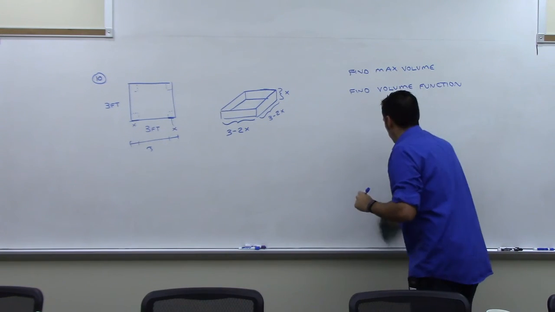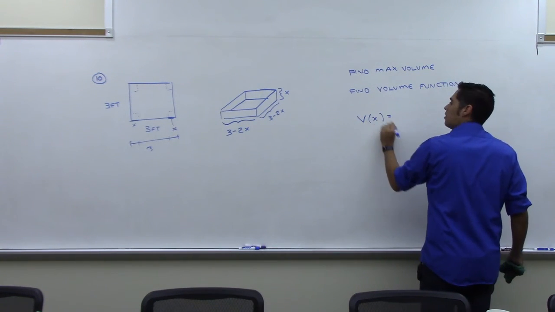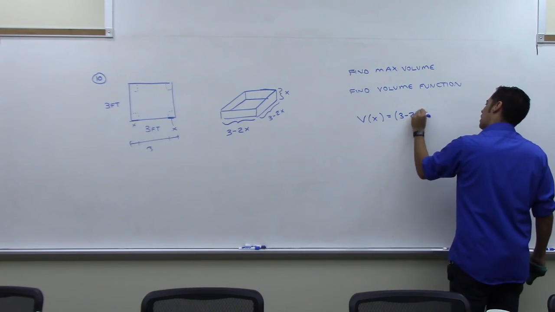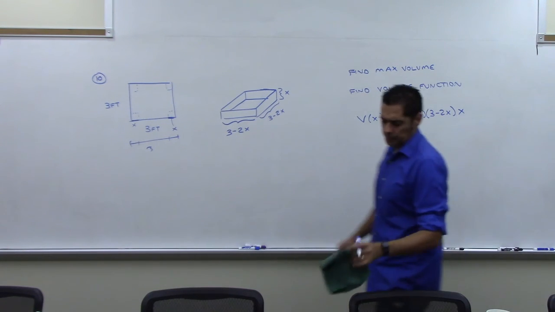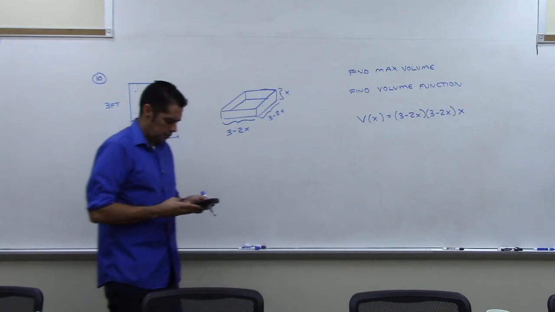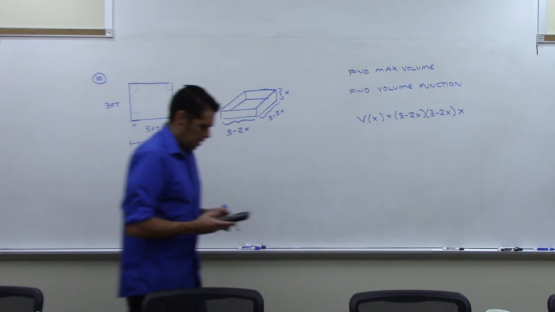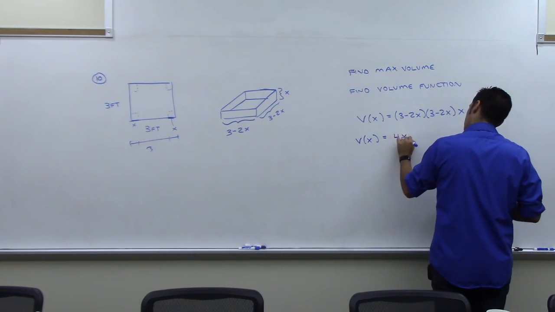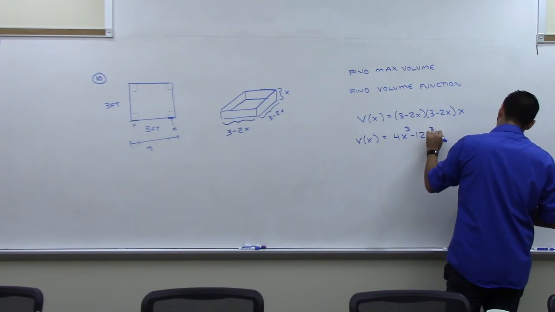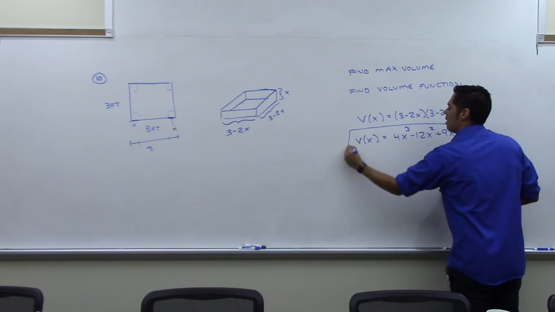And the volume function is pretty straightforward here. The volume of that box is already a function of x. It is 3 minus 2x times 3 minus 2x times x. If you multiply that all out, you get 4x cubed minus 12x squared plus 9x. So that's what would happen if you actually multiply this all out. So this right here is our volume function.